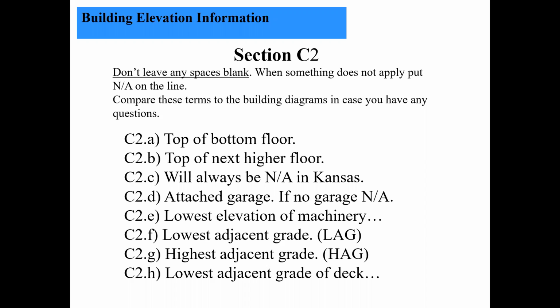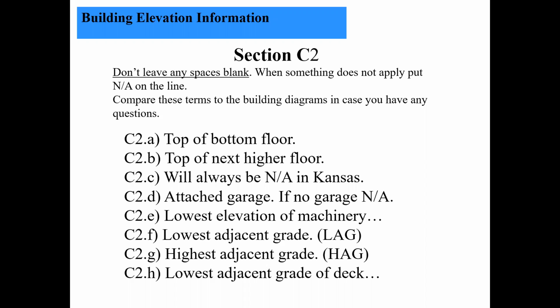So for top of the bottom floor, we did talk about that. It would be the basement floor, the crawl space floor, or just the top of the slab for a slab on grade. And if you're not sure, the diagrams are drawn out, and then it points to exactly where these measurements should be taken from. Top of the next higher floor, that might be NA. If you have a one-story slab on grade, there's not a next higher floor.